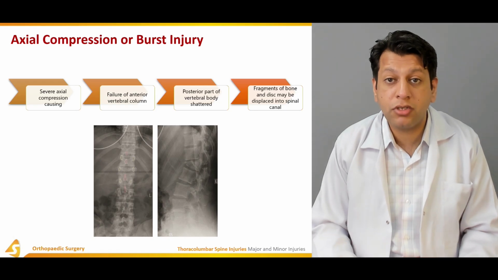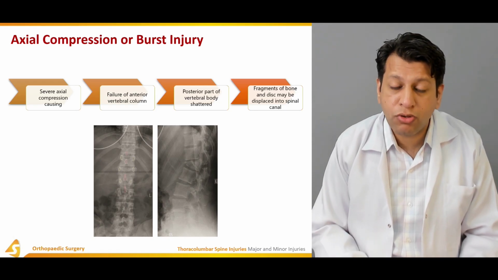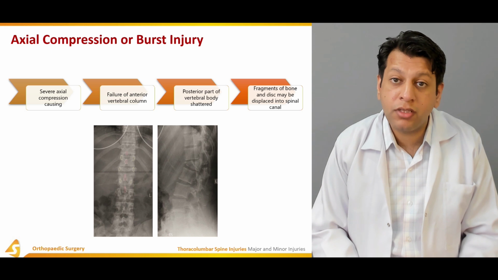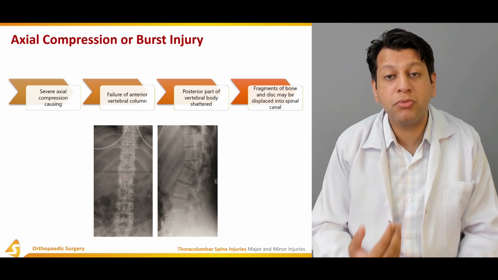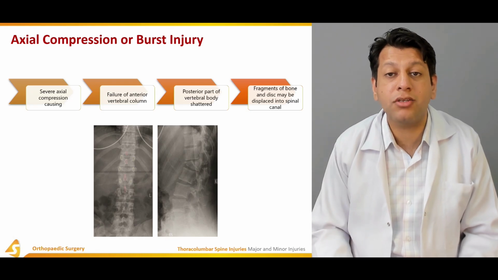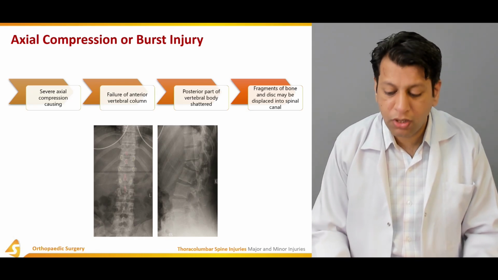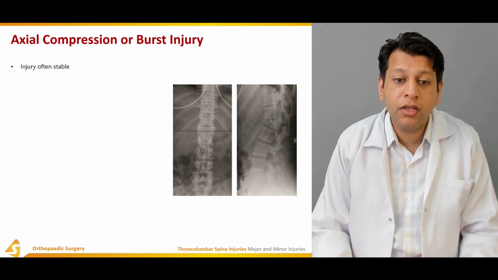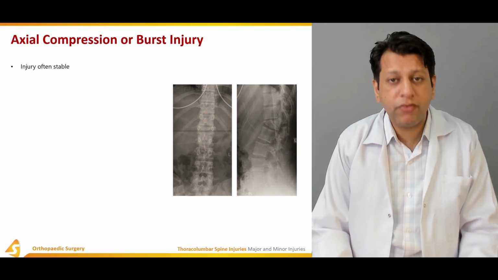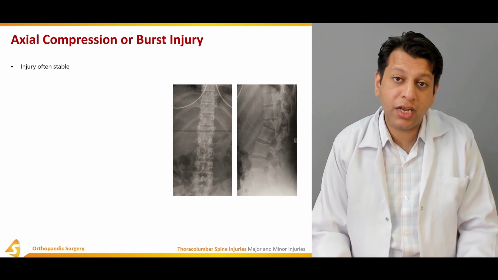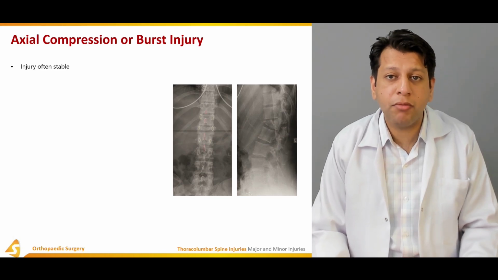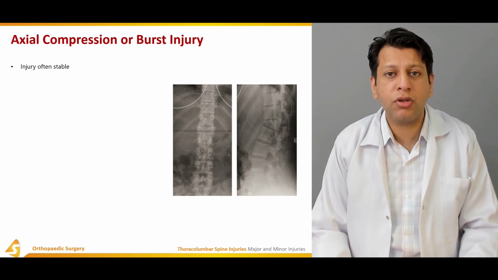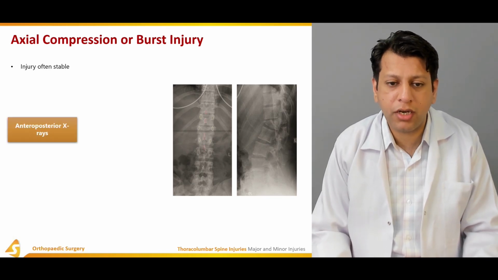If they have retropulsed into the canal with the posterior longitudinal ligament intact, this can be restored indirectly as well. But if it has ruptured as well, then probably direct canal decompression may be required. Now these injuries are often stable, because the anterior column is usually the most commonly affected, the middle and posterior columns remain stable, and overall canal stability is very much intact.